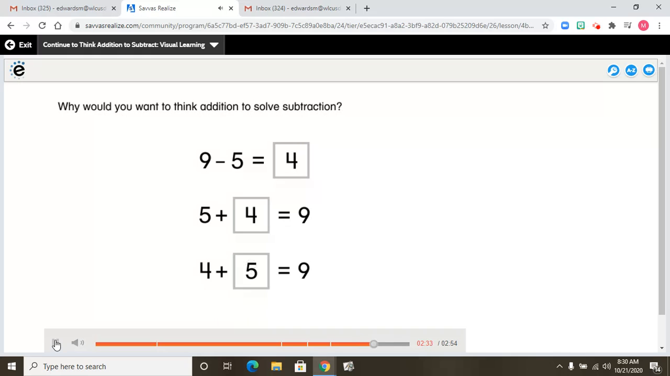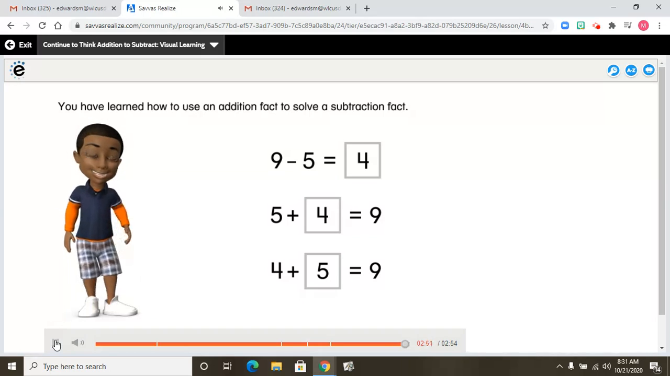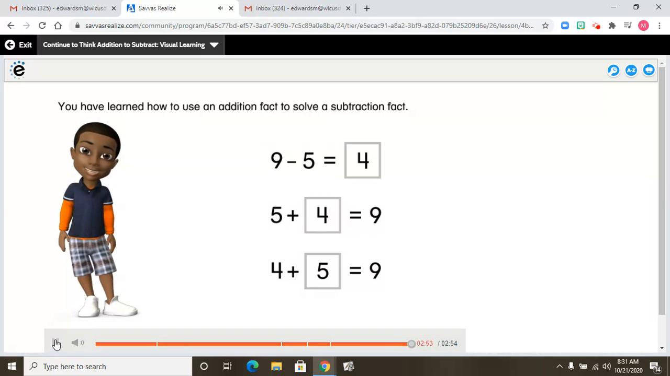Why would you want to think addition to solve subtraction? One reason is it can help you find the answer if you forget a subtraction fact. You have learned how to use an addition fact to solve a subtraction fact. Okay, so lesson 2-8 is actually a continuation of lesson 2-7 where you are using addition to help you subtract. So that's what you're going to be doing today in your workbook.